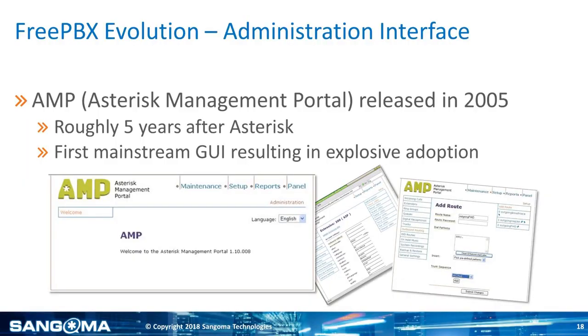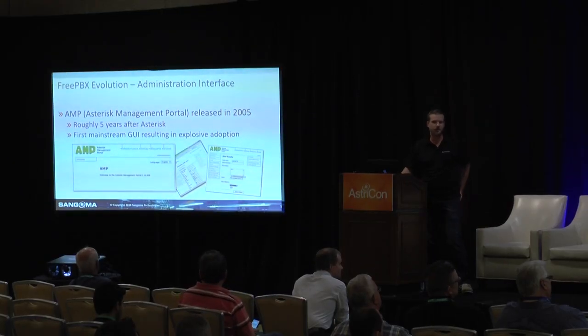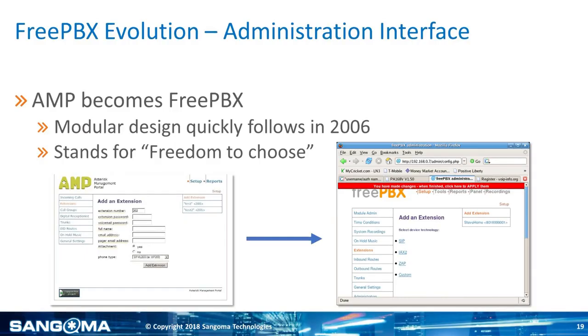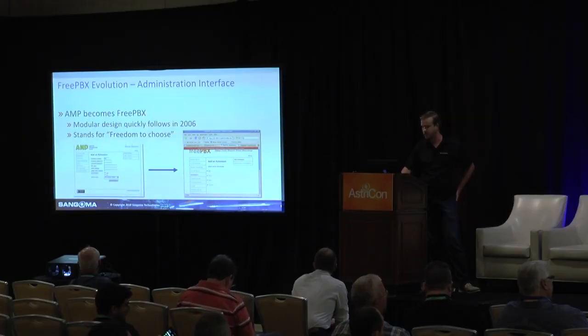So this is what FreePBX looked like when it was first released. Like I said, AMP, right? Asterisk Management Portal. At the time, Digium did not like that they were using the name Asterisk in the title of this product that had nothing to do with Digium. So the name had to change to FreePBX. So that's where it came from, AMP to FreePBX. The CLI commands were actually AMP portal, and that's why it stayed that way, right? But the front end changed to being FreePBX.